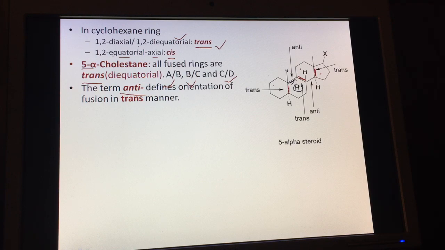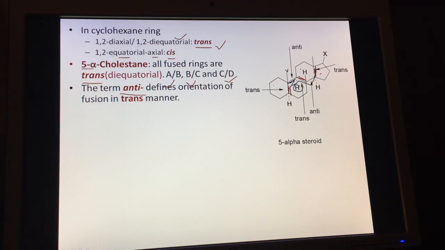Now we also know that this position is position number 9. Position number 9 is a part of ring B, and this is a part of ring A, and so we have this backbone. The backbone is this structure. The backbone starts from here, this and this. This is called the backbone of steroid.